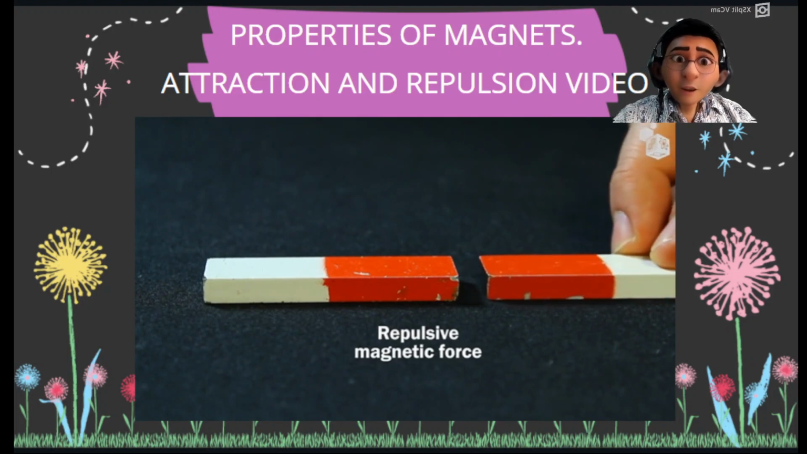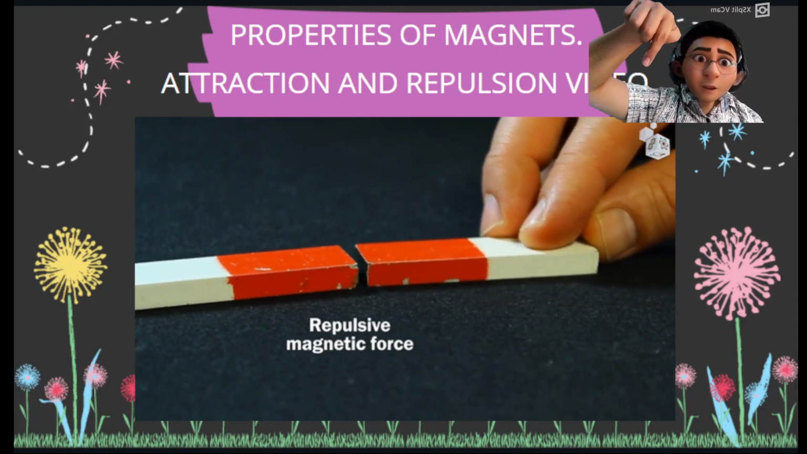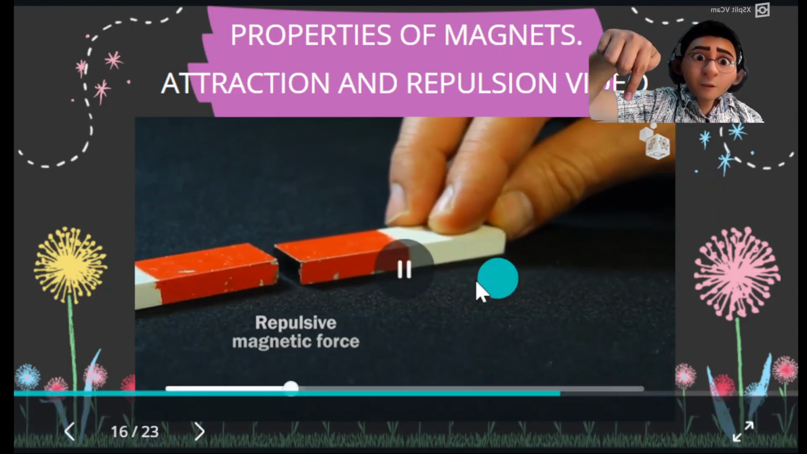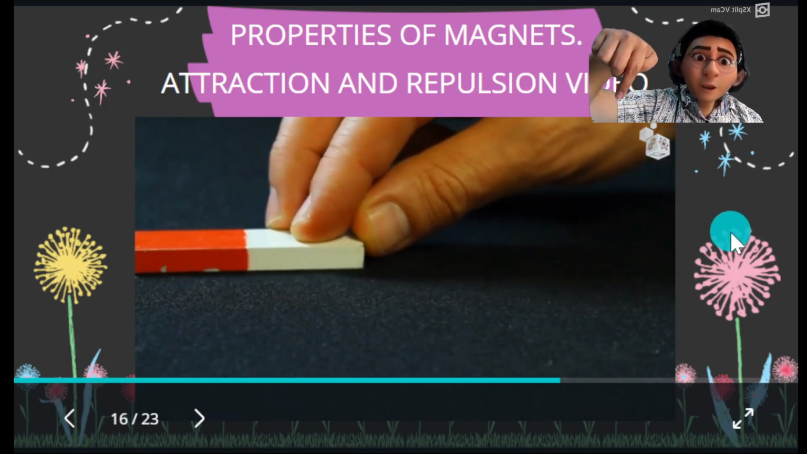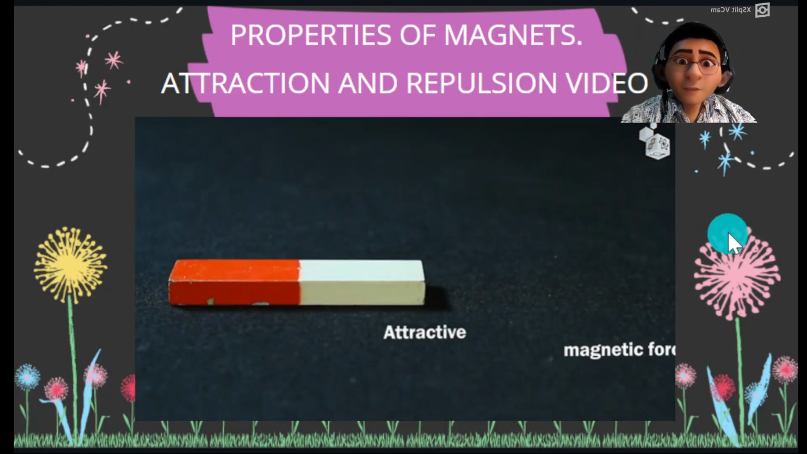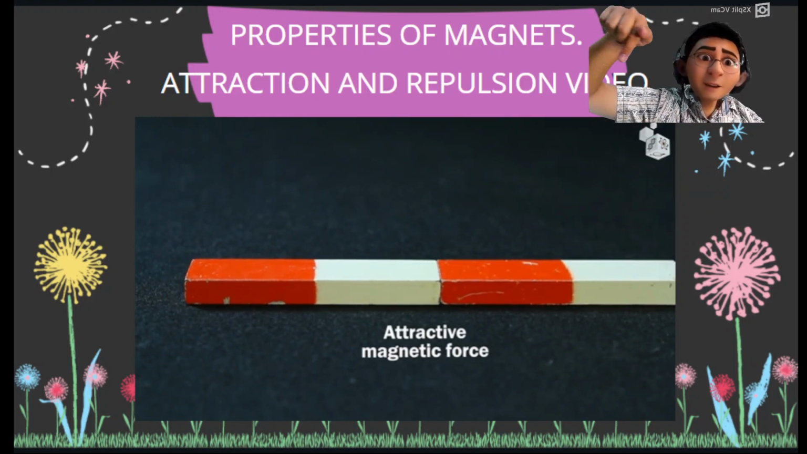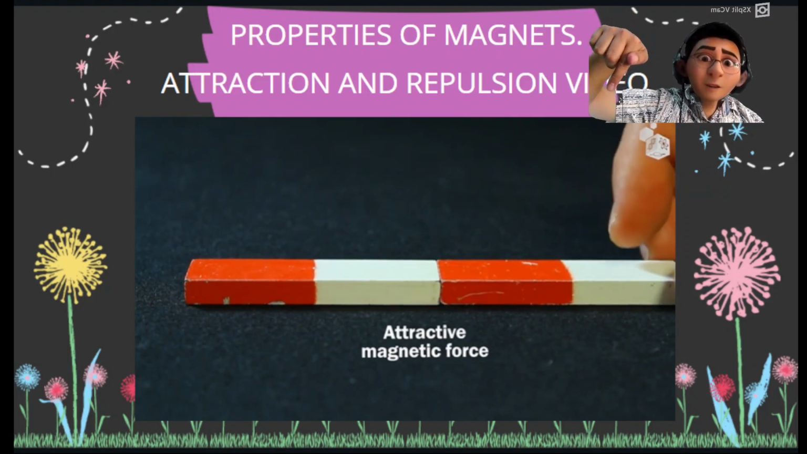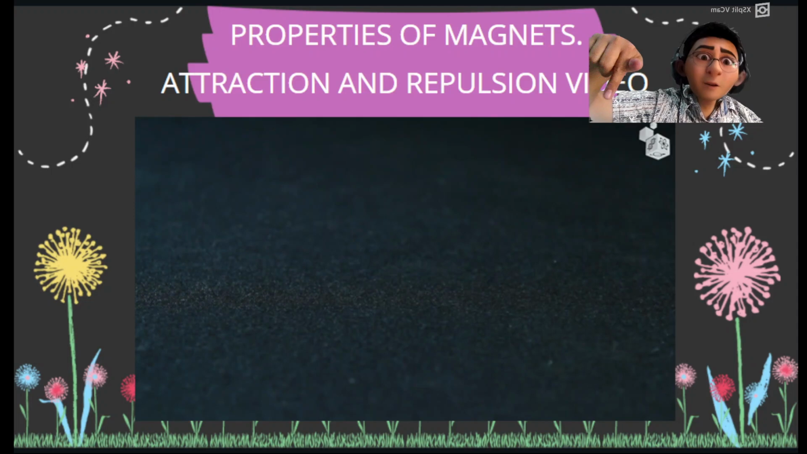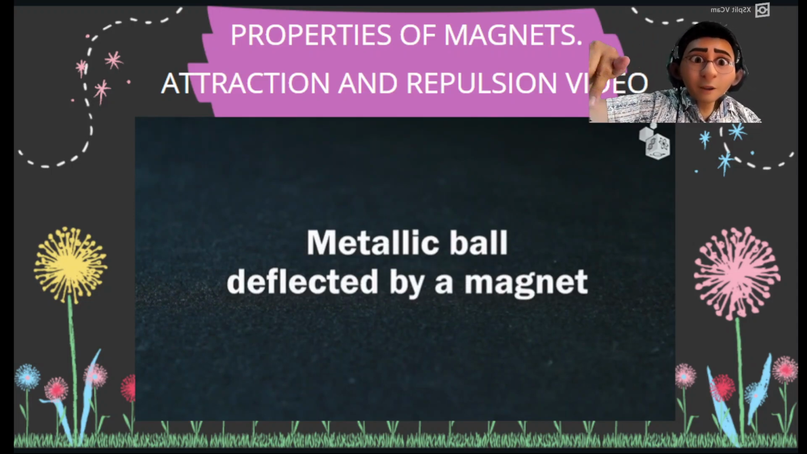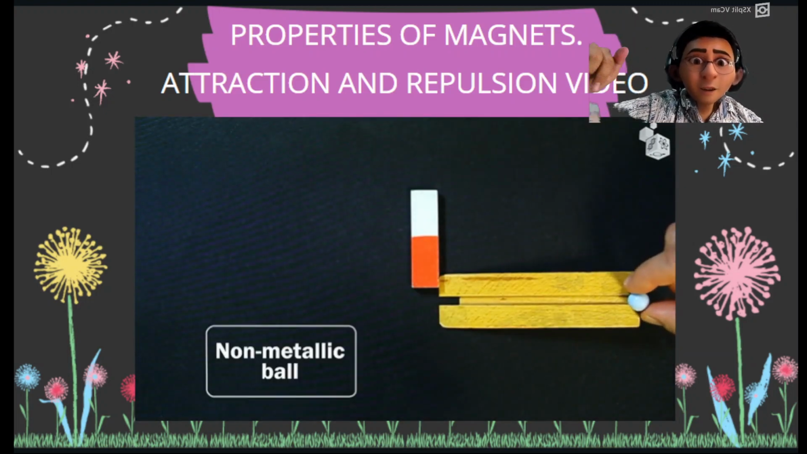See, if you see here, there is pushing. When this color meets that color, the same color, it pushes it away. When it's not the same color, which means it's not the same pole, it attracts. Maybe one is S, one is N. Which one? The red must be N, the white must be S. Look here.